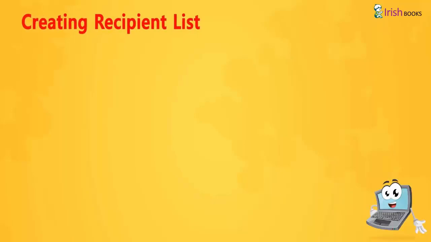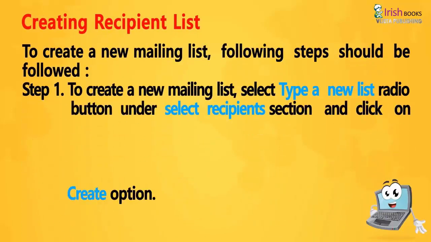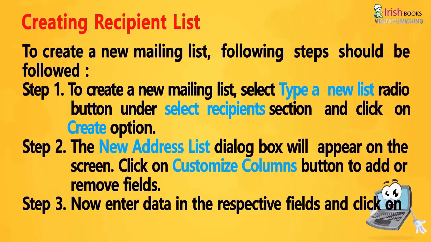Creating recipient list. To create a new mailing list, the following steps should be followed. Step 1. Select the Type a New List radio button under the Select Recipients section and click on the Create option. Step 2. The New Address List dialog box will appear on the screen. Click on the Customize Columns button to add or remove fields. Step 3. Now enter data in the respective fields and click on the New Entry button.